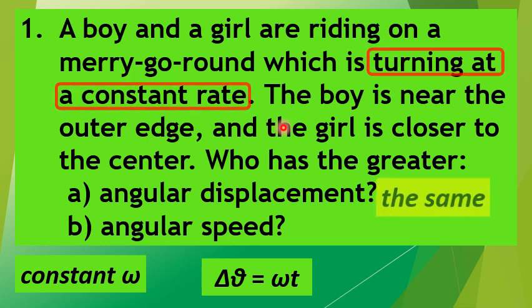Therefore, our answers to questions A and B are the boy and the girl, right, have the same angular displacement, and they also have the same angular speed or velocity.